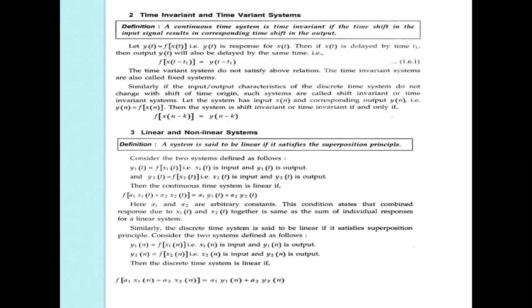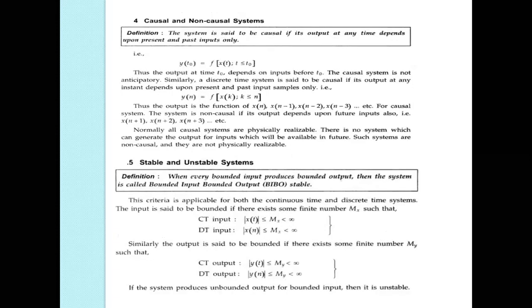Time invariant and time variant: if the input is delayed, the output is also delayed, then that system is time invariant. Otherwise, it is a time variant system. Linear and non-linear system: it satisfies the superposition principle. A1 x1 of t plus a2 x2 of t produces a1 y1 of t plus a2 y2 of t. If it does not satisfy this, that system is a non-linear system.